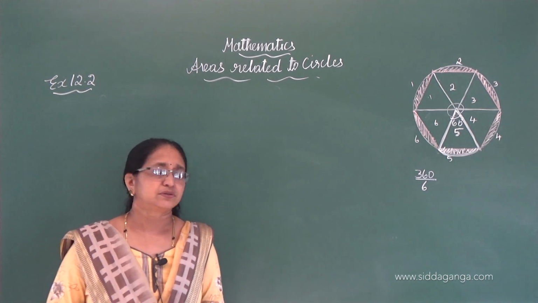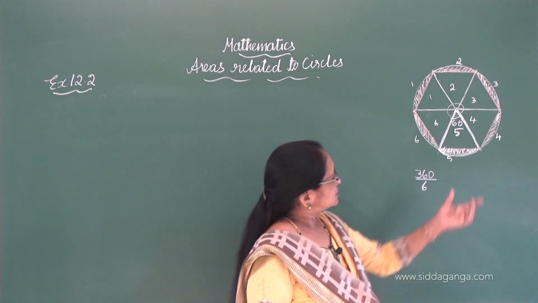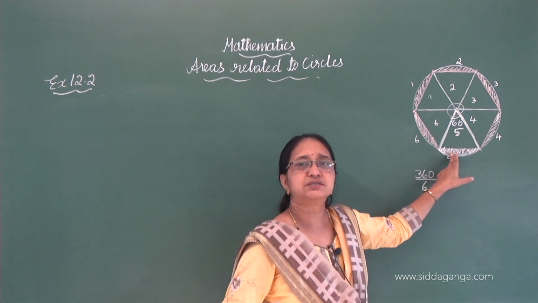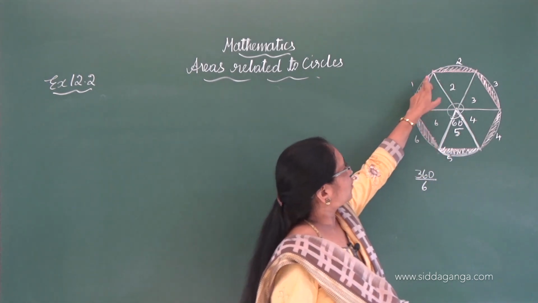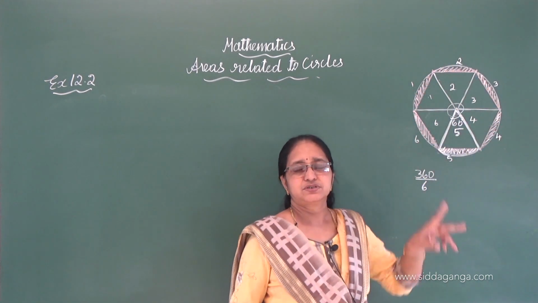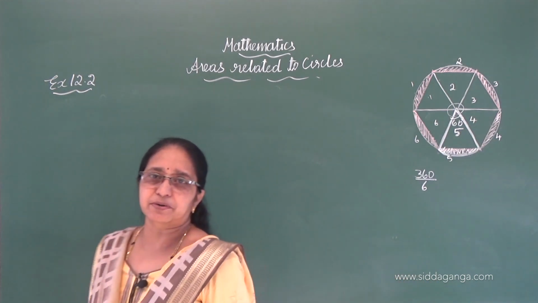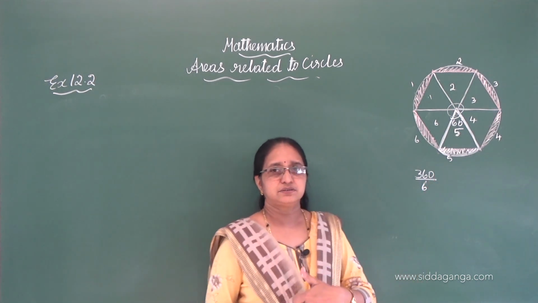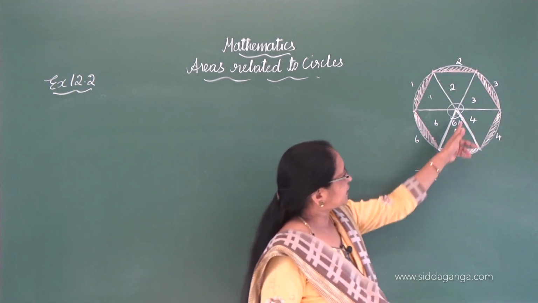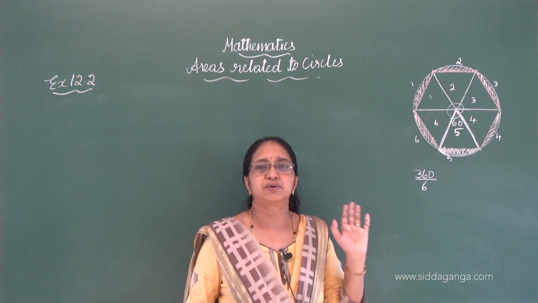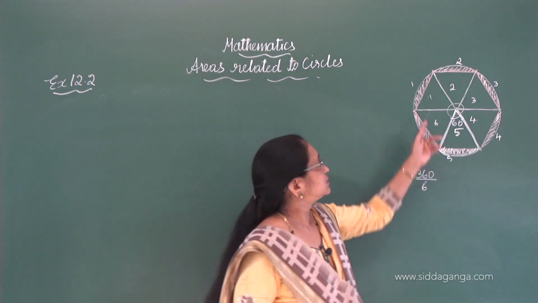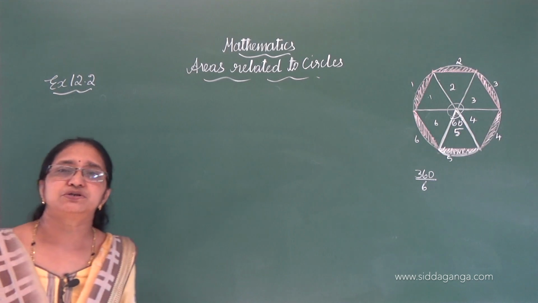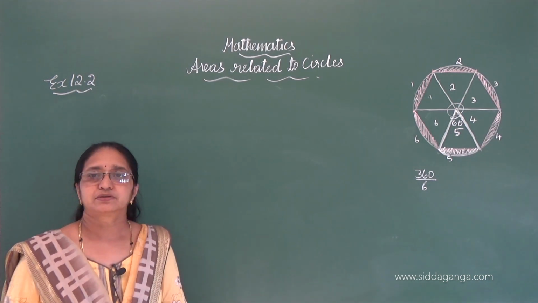Okay, second point. Third point, what you have to note is, if you calculate the area of this segment, only this part, then you have to multiply by 6 to get the area of all these parts. So, these are the three main steps in this problem. First, find the sector angle. Second, find the area of the sector. Third, multiply it by 6 because there are 6 parts here.